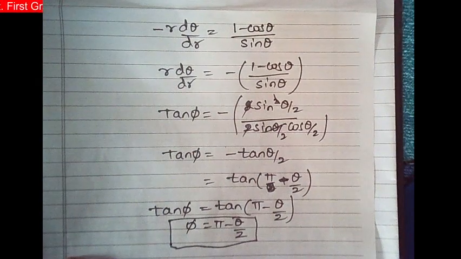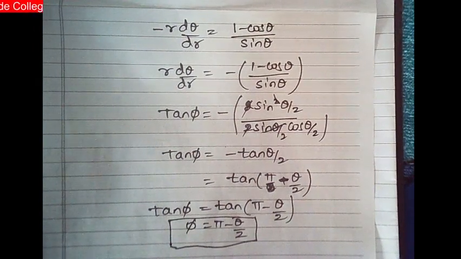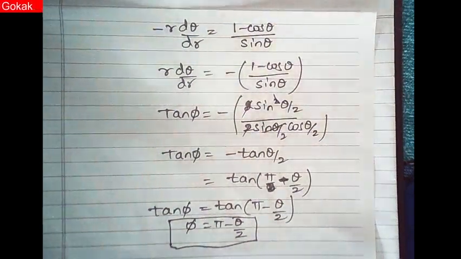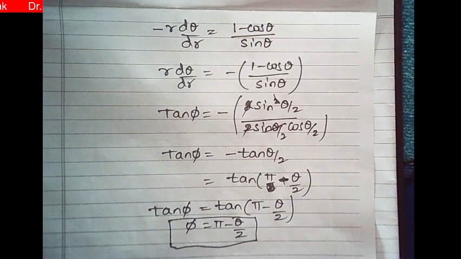Okay, so this is all about finding the angle between the radius vector and the tangent to a given curve.